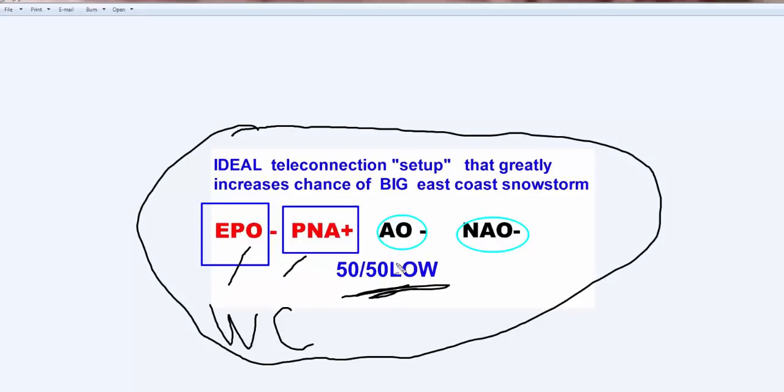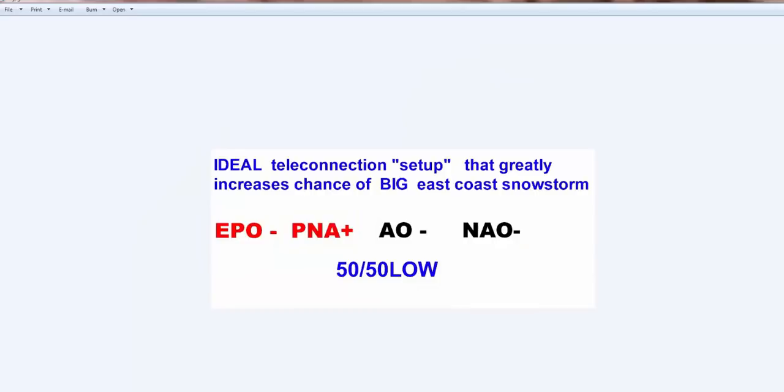There are 5 things that we look for. Now, having all 5 of them does not mean you will get a snowstorm. But if you don't have at least 3 of these in place, you're not getting anything.